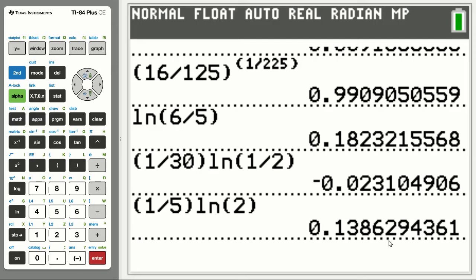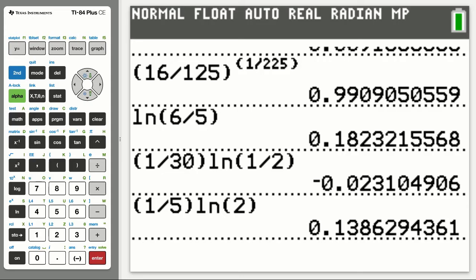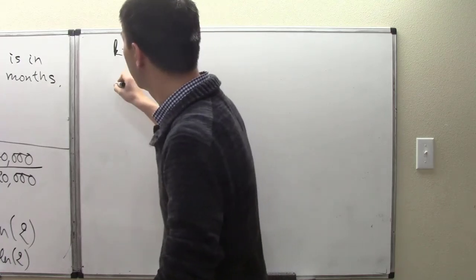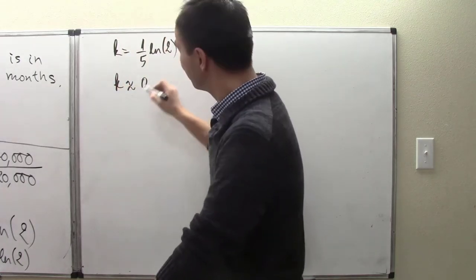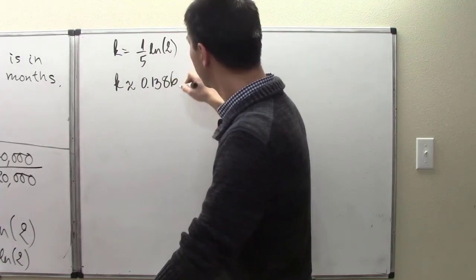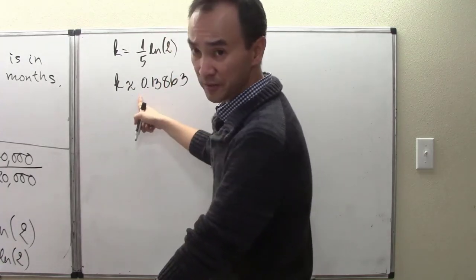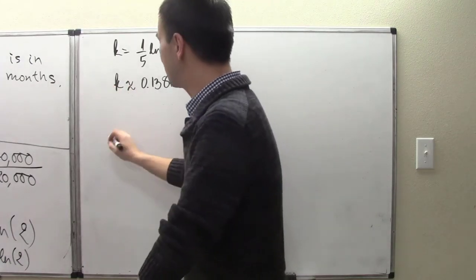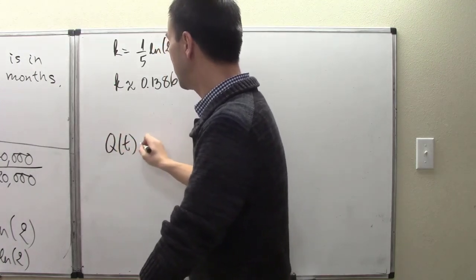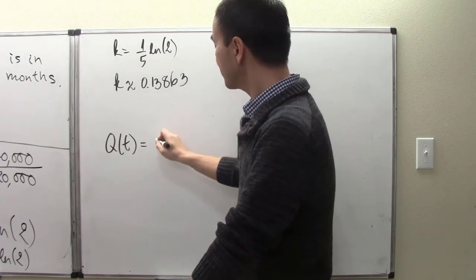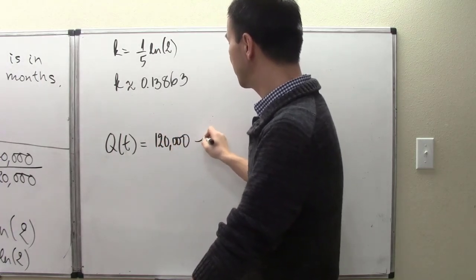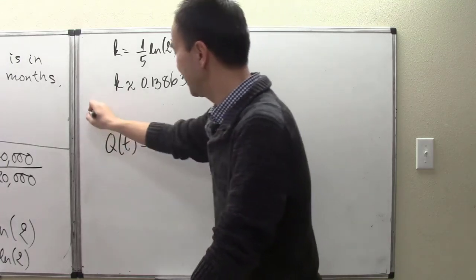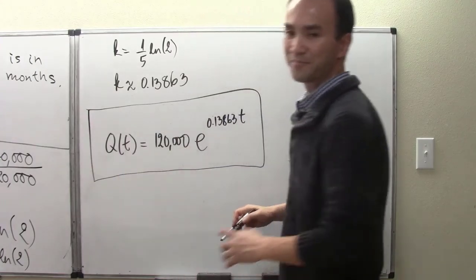In this lecture, I am going to go with 5 decimal places. So k is approximately 0.13863 in 5 decimal places, and it's a positive value this time. The population is growing. So in that way, I'm seeing my complete continuous exponential model to be 120,000 times e to the 0.13863t. All right, and that is how it's done.